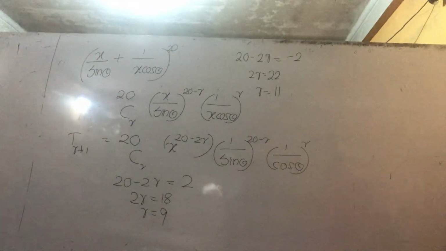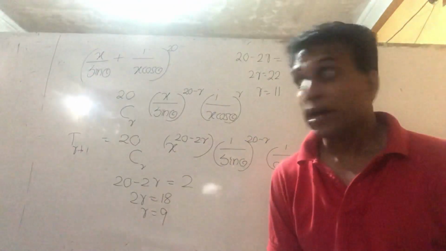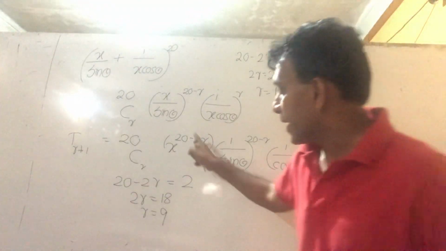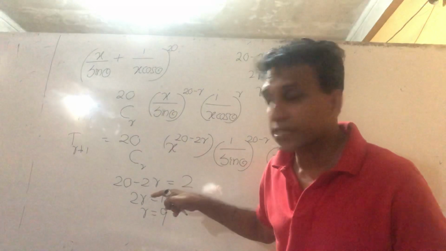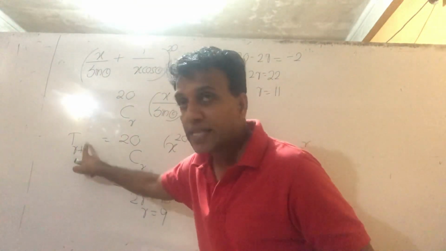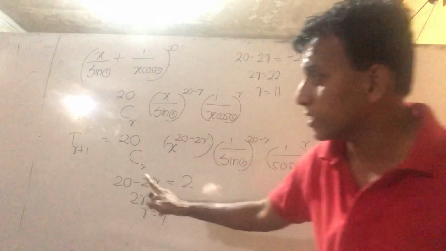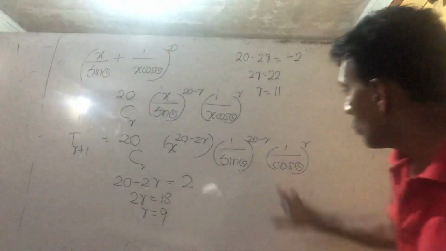R equal 11. Okay, therefore here, x to the power minus 2 comes at which term? The 12th term. R is 11 means 12th term, right? Therefore you know those coefficients.